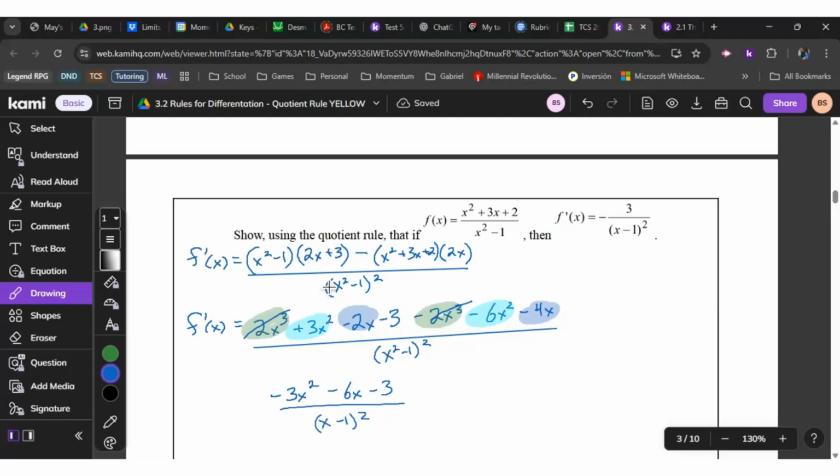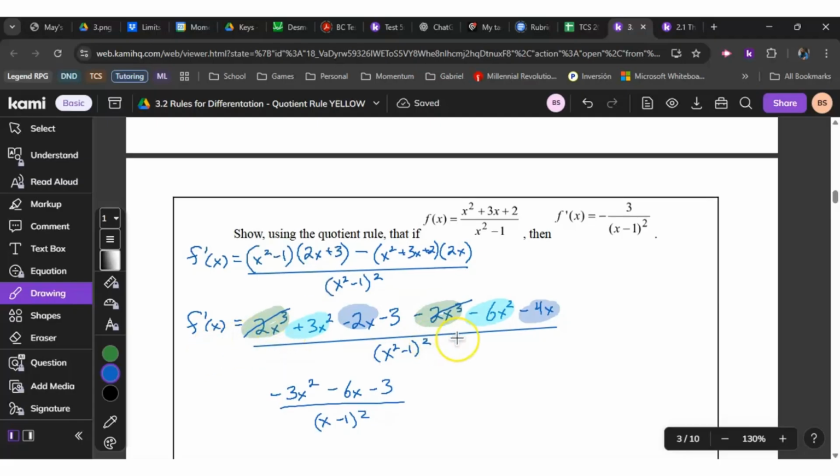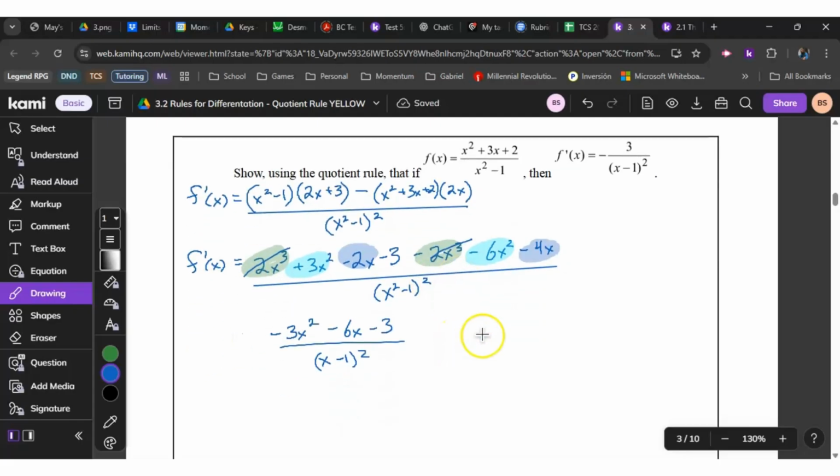Oh, I see. Ooh, we're going to have to do some fanciness. But I did something wrong. Yeah, x squared minus 1. I can see what's going on here. I did something wrong. I can see it. No, I know what's going on. What did I do? You didn't do anything wrong. I can see what's happening.